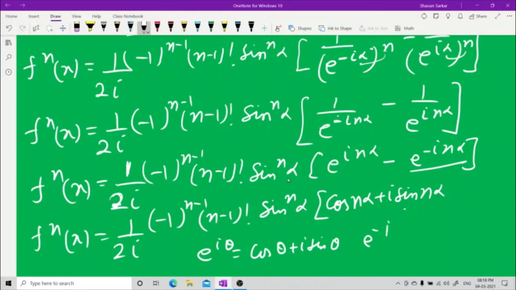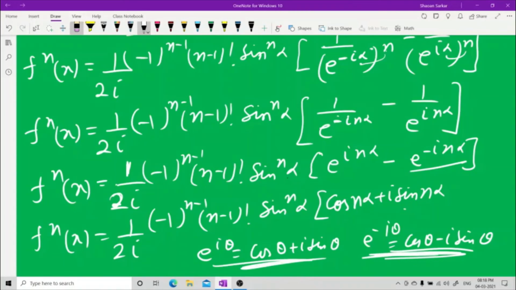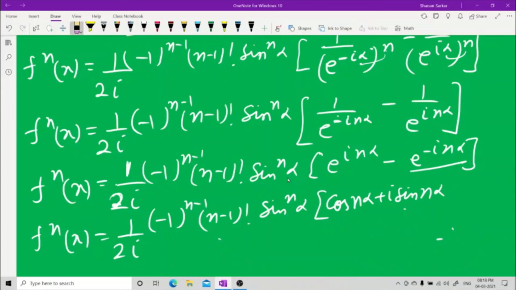And e to the power of minus i theta is cos theta minus i sin theta. End of story. Why am I going so long? Wait a minute. Just use this concept. This is Euler's formula. Use this concept and finish it off. So this is minus cos n alpha minus i sin n alpha.